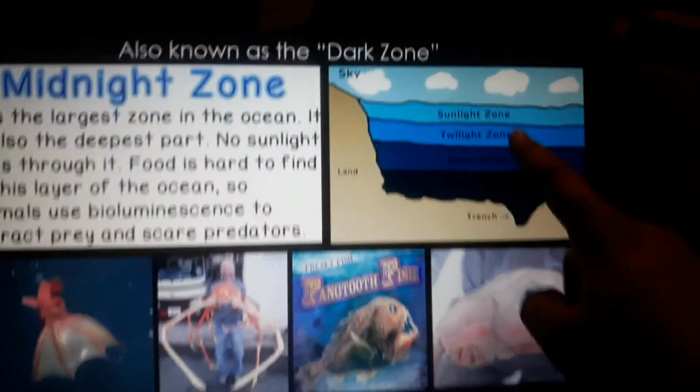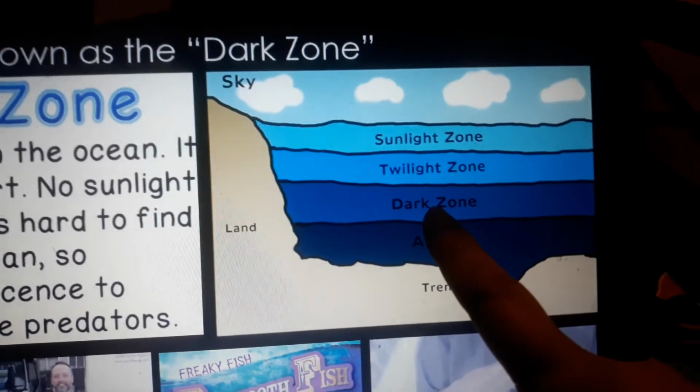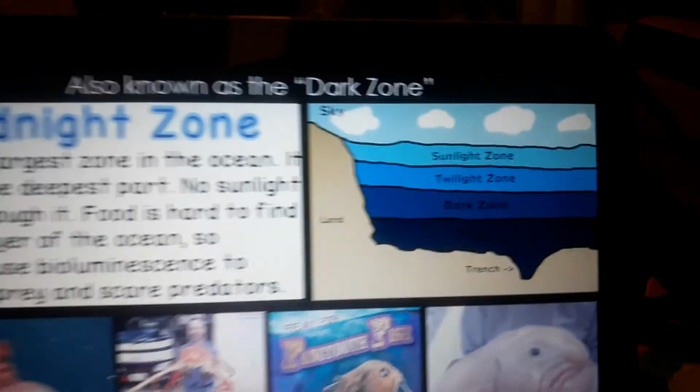All right, so we've got the sunlight zone, the twilight zone, and now we're in the dark zone, which is also known as the midnight zone.